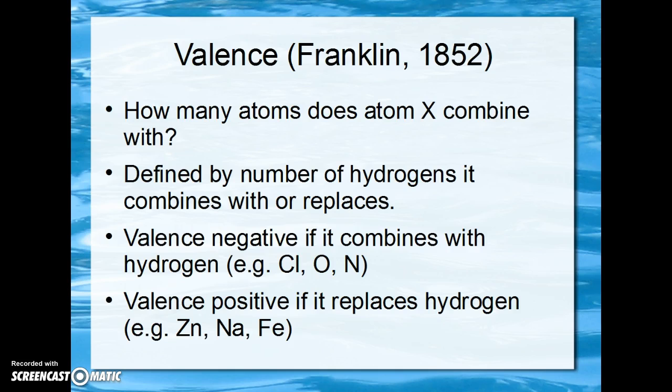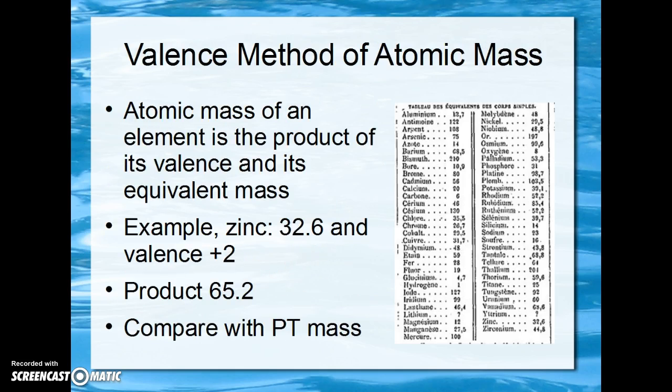Valence is assigned a positive number if it replaces hydrogen. So for instance, zinc reacts with hydrochloric acid to form hydrogen gas. Sodium reacts with water to form hydrogen gas. All of those things we know are metals, and they have positive valences. It's exactly the same system we use today.